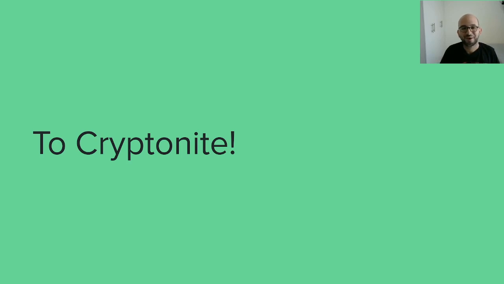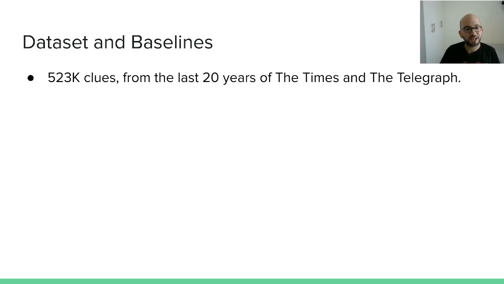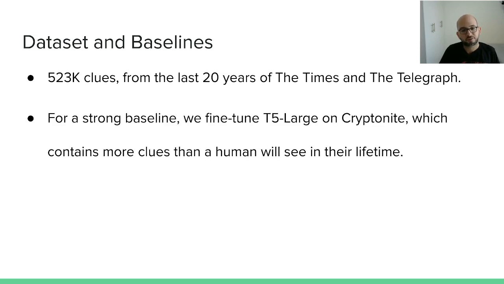Up until now, we had fun with cryptic clues. Now, let's go over to Cryptonite, our dataset. Cryptonite contains over 500,000 clues from the last 20 years of the Times and the Telegraph. Both are well-known UK newspapers as well as cryptic crossword publishers. For a strong baseline, we fine-tune T5 large on Cryptonite, which contains more clues than a human will see in their lifetime.